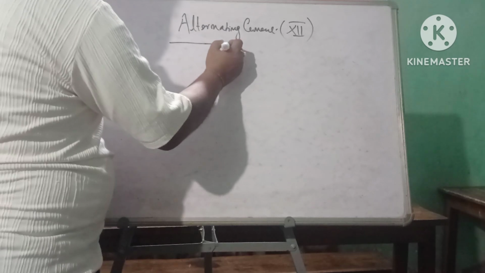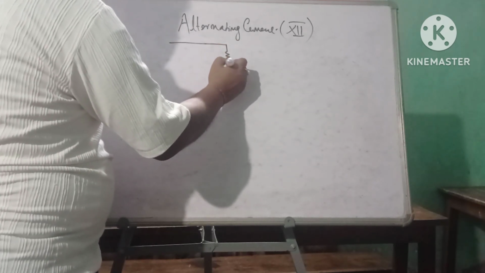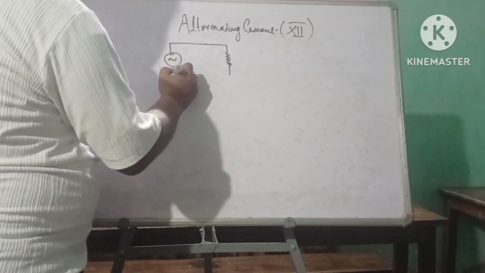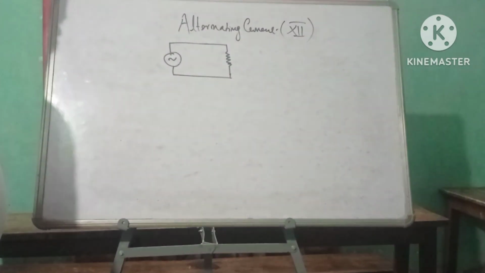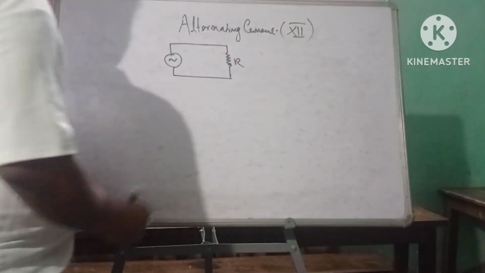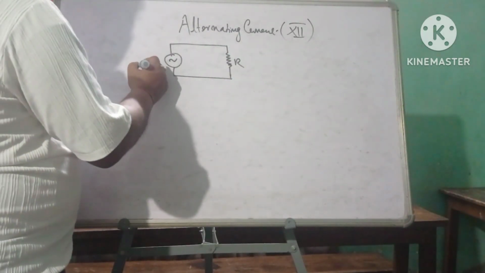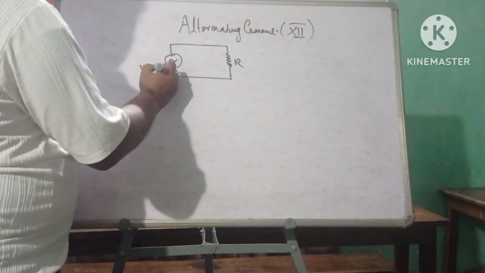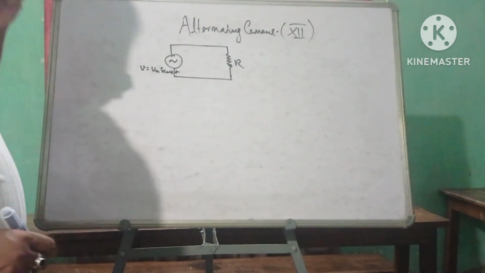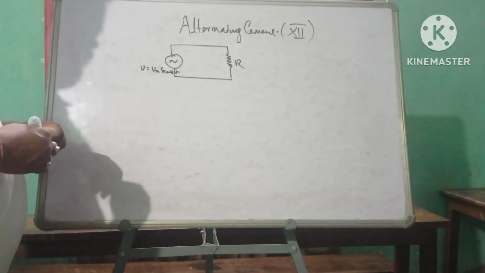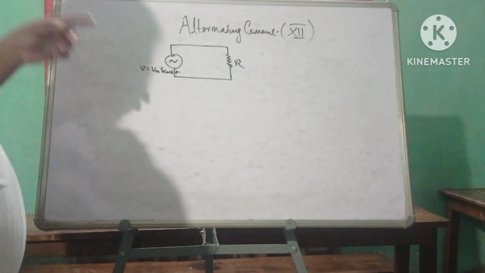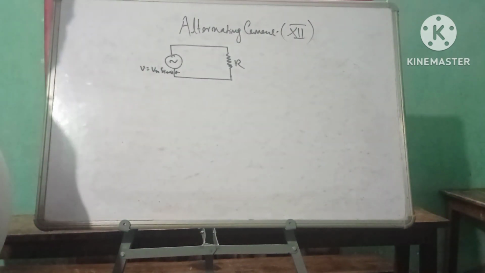This is the resistance and an AC supply is connected to it. So here an AC supply is connected, and this is the resistance R. So the potential difference V is equal to Vm sine omega t, because this is a sinusoidal wave.